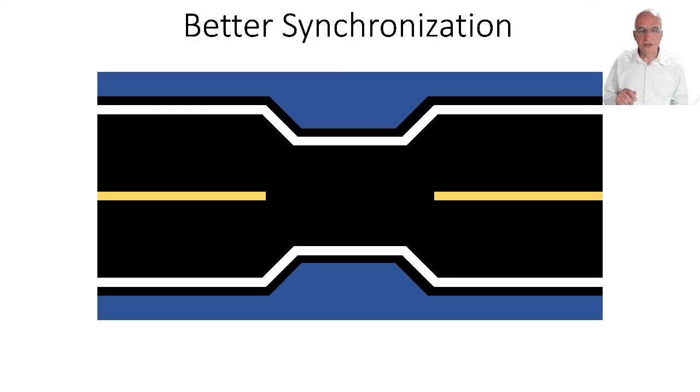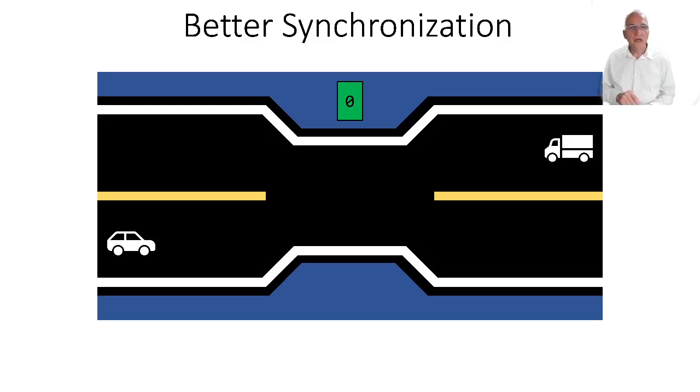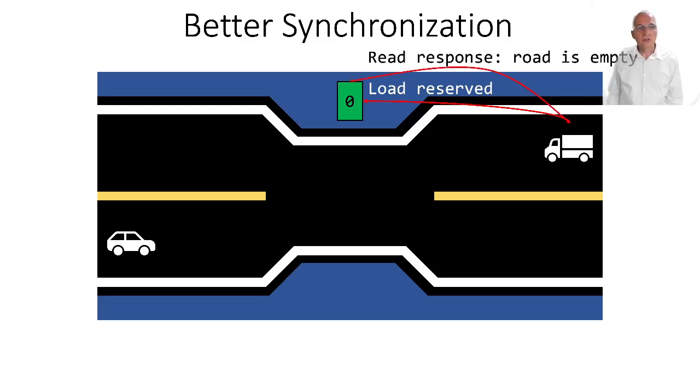We need better synchronization. This better synchronization will consist of a different protocol to use this semaphore. The protocol will be as follows. We have the semaphore as before, and Larissa will send a message to the semaphore saying, I am about to cross the road, and I want to know whether the road is free. We'll call that a load reserved instead of a single load. And Larissa will receive a response saying, yes, the road is empty.